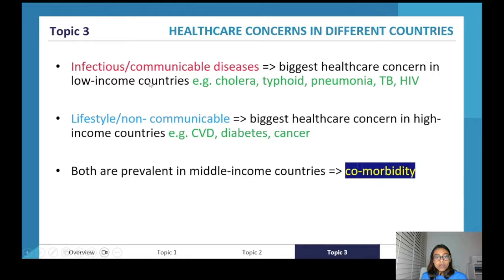And then you've got infectious and communicable diseases being a greater focus, with more high incidence rates and being the biggest healthcare concern in terms of health promotion in low income countries. So, e.g., in green, we've got cholera, typhoid, pneumonia, TB, HIV, so all the communicable infectious diseases. We've got lifestyle diseases being the biggest healthcare concern in high income countries. So, CVD, diabetes, cancers, like skin cancers from sun exposure, lung cancer from smoking, those kind of things. But smoking also in middle income and low income countries.